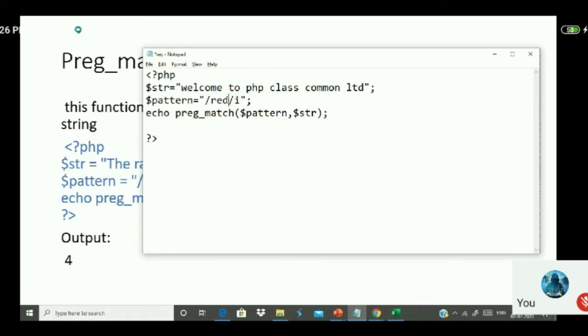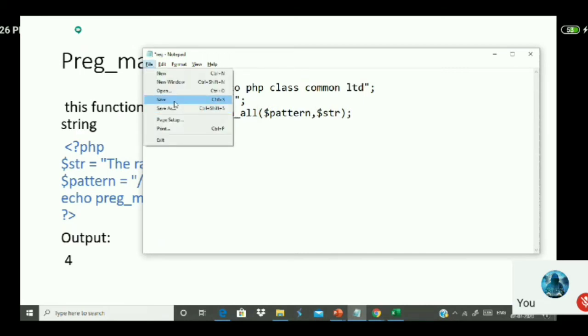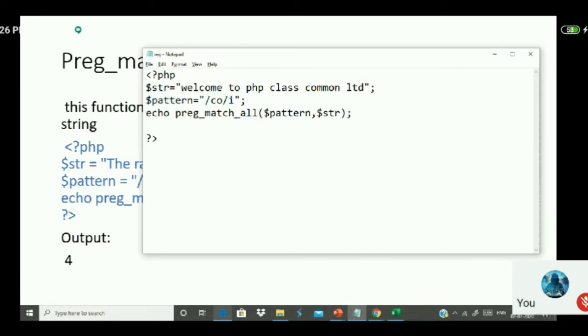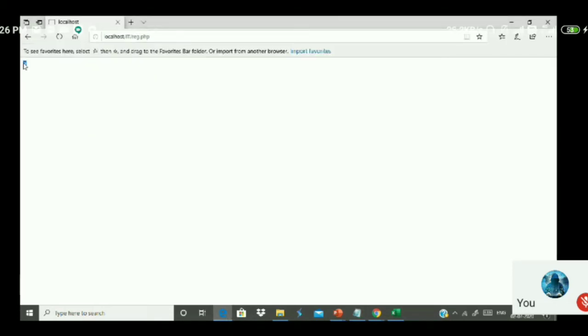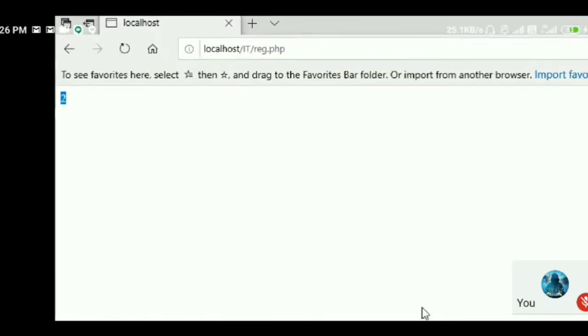So how to write a pattern for this? I have to write like this, CO and then /i here. Instead of preg_match, I have to type preg_match_all. So when I use this pattern, listen carefully, I should get 2 as an output. So you can see here, 2 as an output. Are you able to understand?